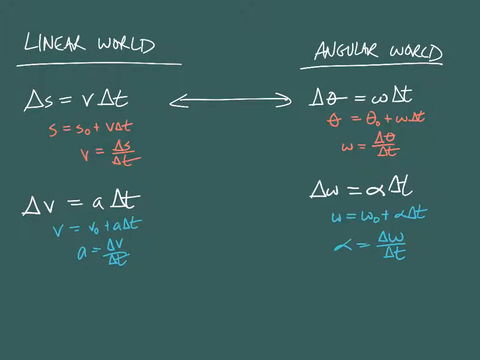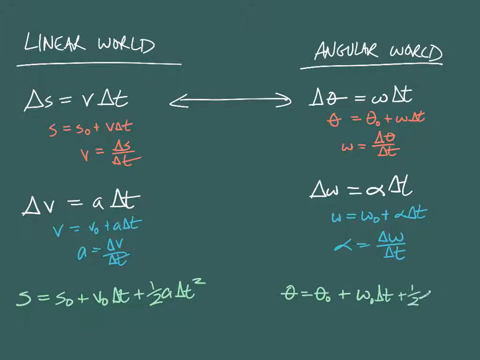If we had this equation where the final position is the initial plus V naught delta T plus half acceleration delta T squared, well, theta would be theta initial. Instead of linear positions, I'd have an angular position. Instead of a linear speed and time, it would be an angular speed and time. And instead of a linear acceleration, it would be an angular acceleration and delta T squared.